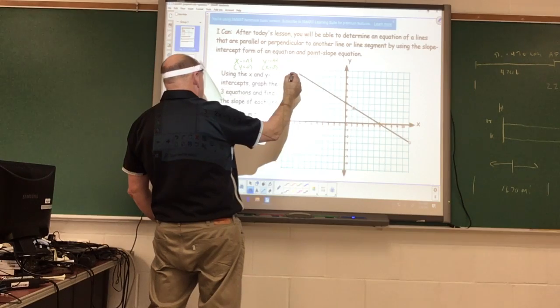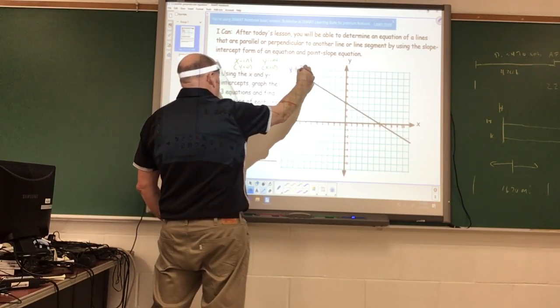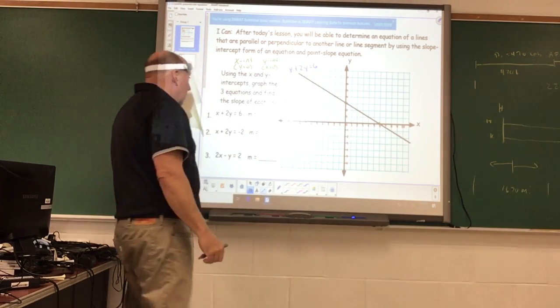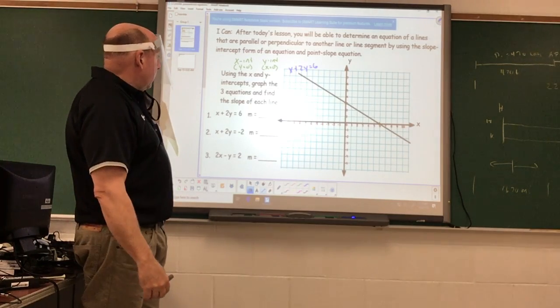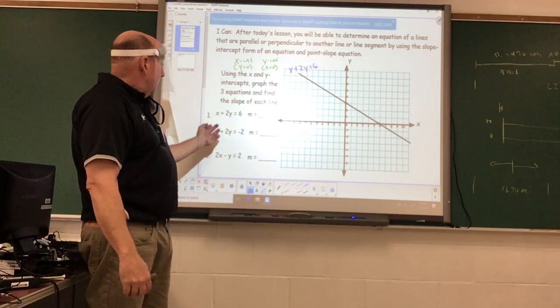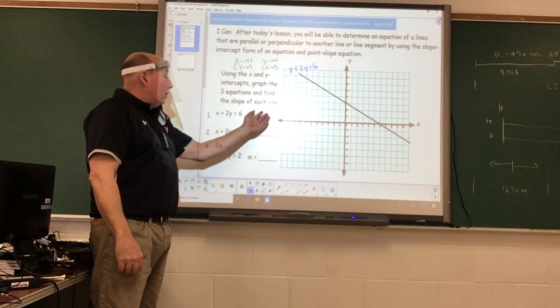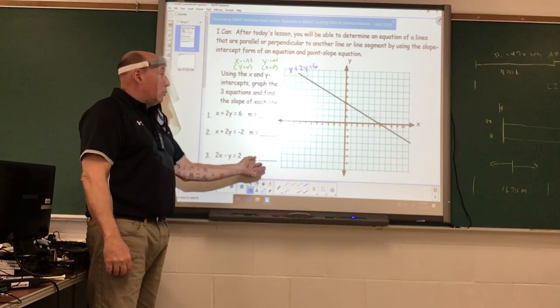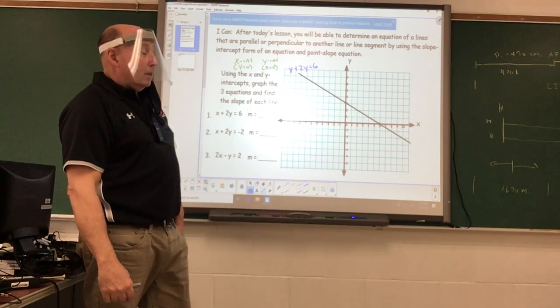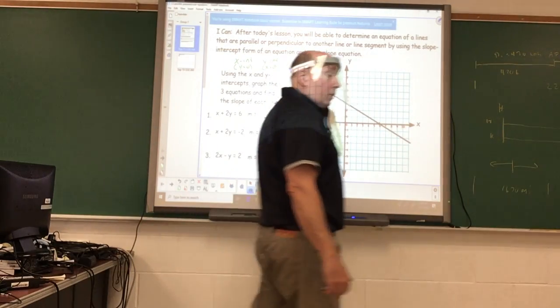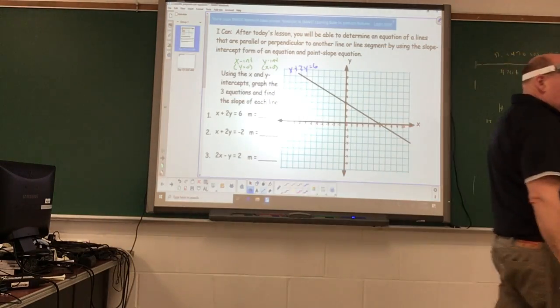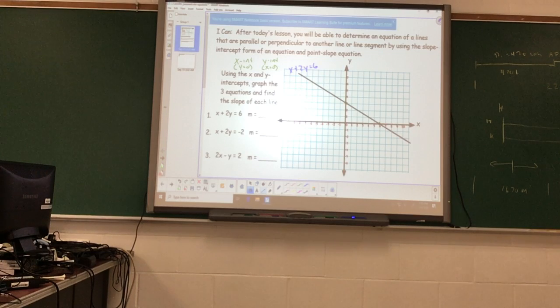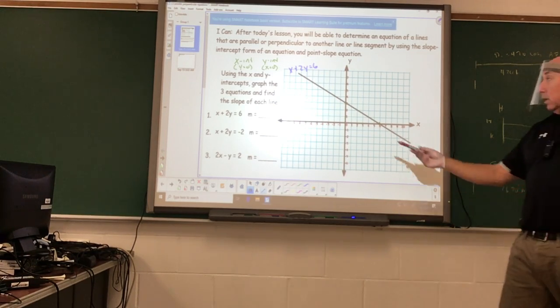Once again, it's all my solutions. x plus 2y is equal to 6. What I want you to do is graph the other 2. I want you to then determine the slopes of each one of these lines. What's the slope? Now, to determine a slope, you can put it into y equals mx plus b form, or you can just do delta y over delta x. What's my rise over run?